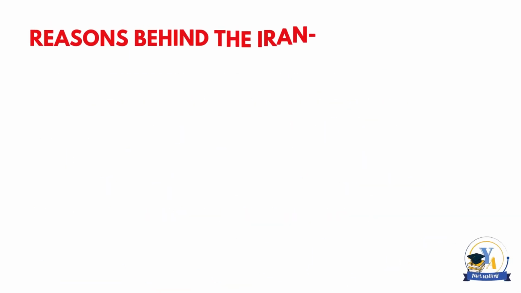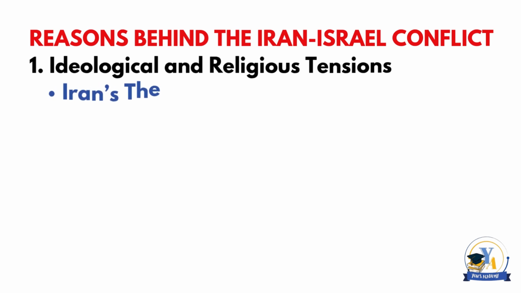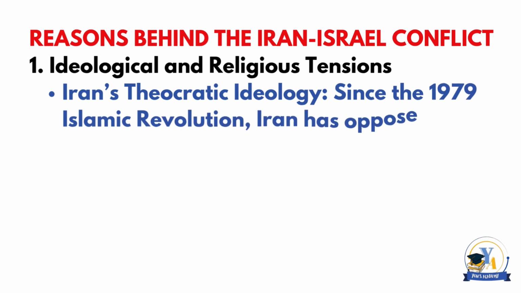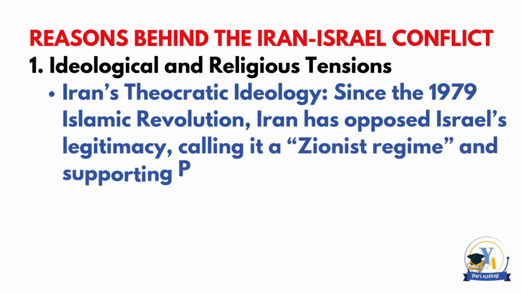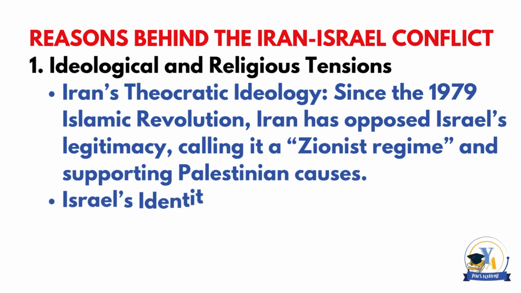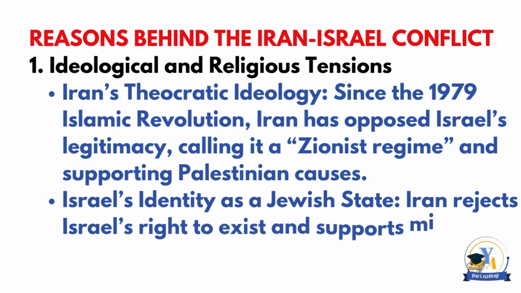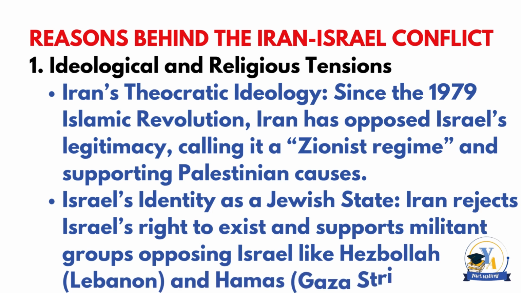Reasons behind the Iran-Israel conflict. 1. Ideological and religious tensions. Iran's theocratic ideology: since the 1979 Islamic Revolution, Iran has opposed Israel's legitimacy, calling it a Zionist regime, and supporting Palestinian causes. Israel's identity as a Jewish state: Iran rejects Israel's right to exist and supports militant groups opposing Israel, like Hezbollah in Lebanon and Hamas in the Gaza Strip.